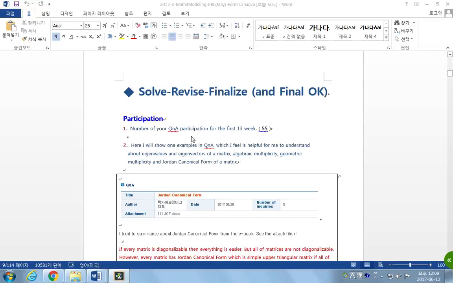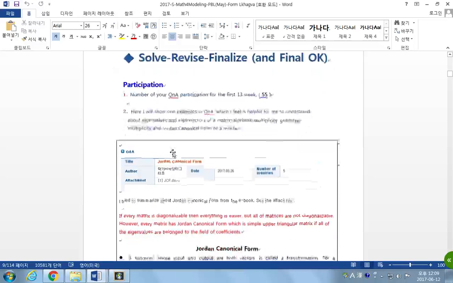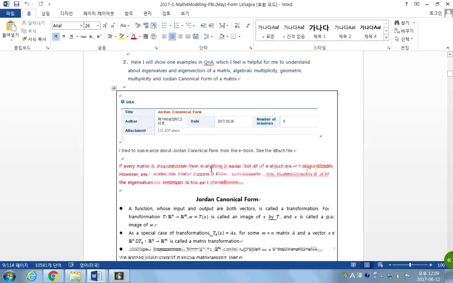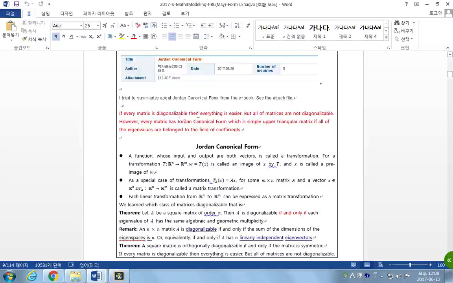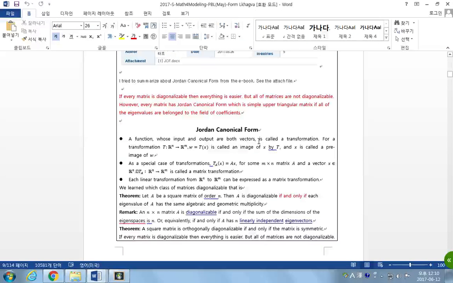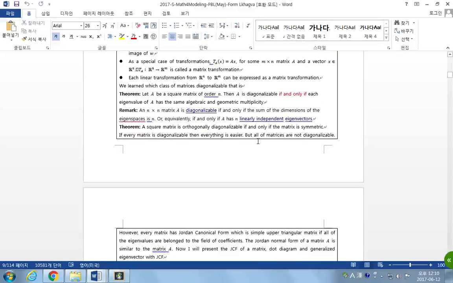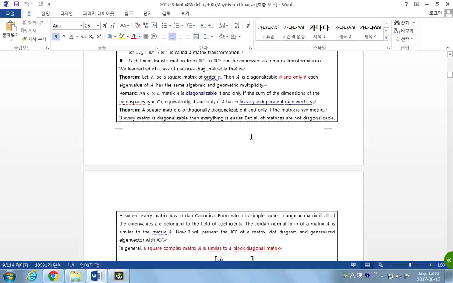My current participation is 55. Here I will show one example in Q&A. Here I try to summarize about Jordan canonical form. Every matrix is diagonalizable, then everything is easier, but not all matrices are diagonalizable. However, every matrix has Jordan canonical form, which is a simple upper triangular matrix.